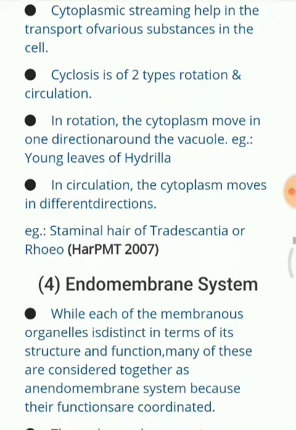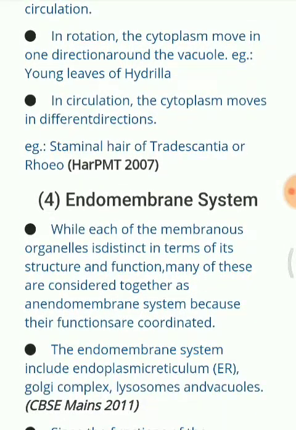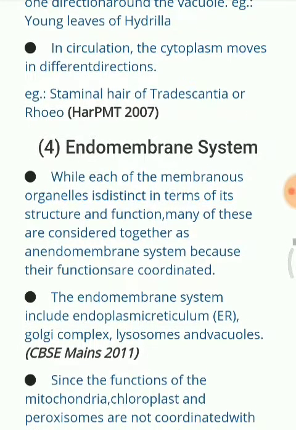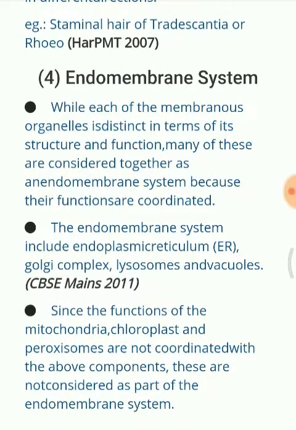Endomembrane system. While each of the membranous organelles is distinct in terms of its structure and functions, many of these are considered together as an endomembrane system because their functions are coordinated. The endomembrane system includes the endoplasmic reticulum, Golgi complex, lysosomes, and vacuoles.